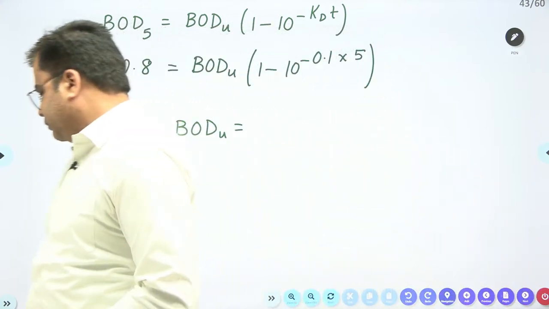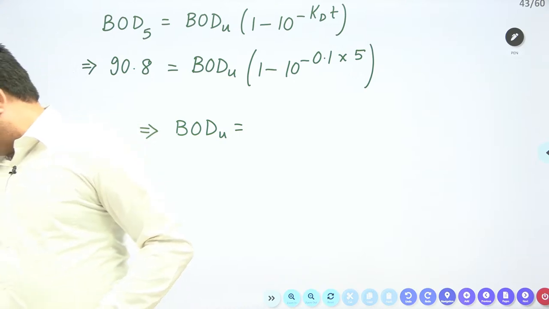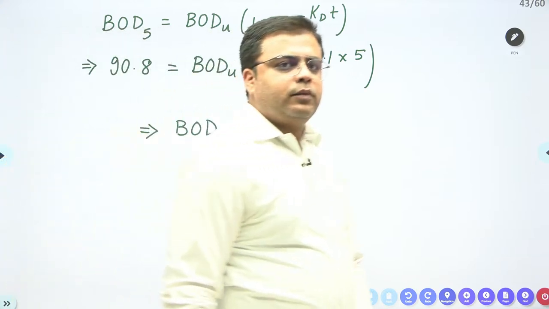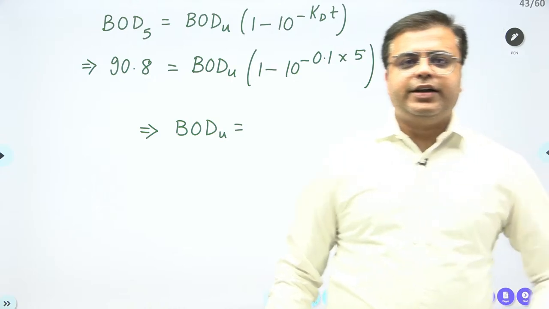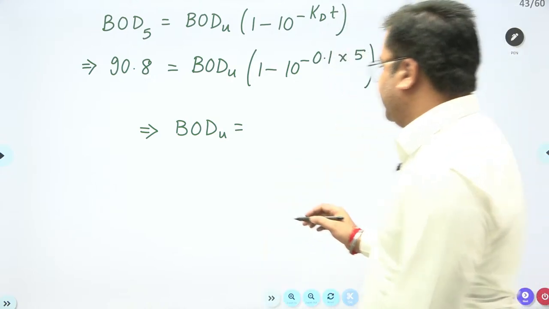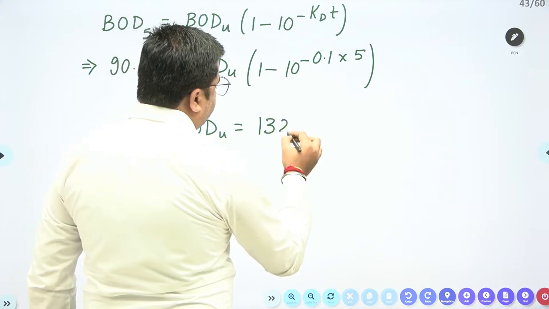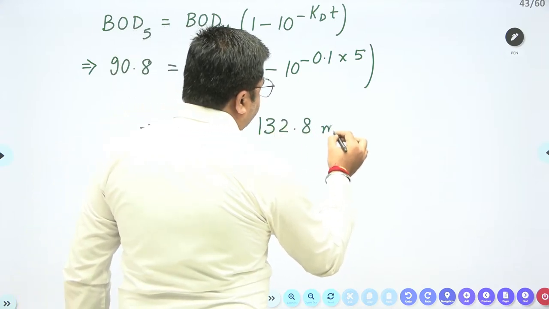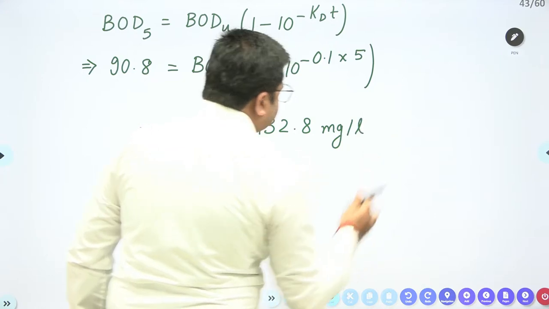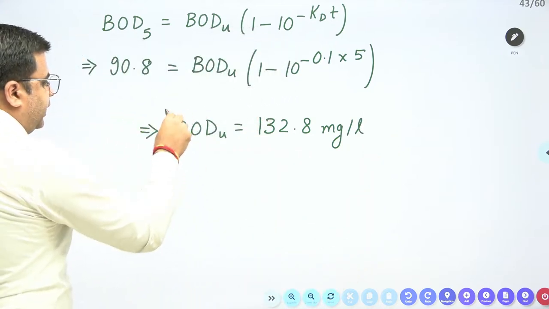Get me the value of BOD ultimate. Correct, Prashant. It is 132.8. Let me just round it off. 132.8 milligram per liter. So this is my final answer for the ultimate BOD.